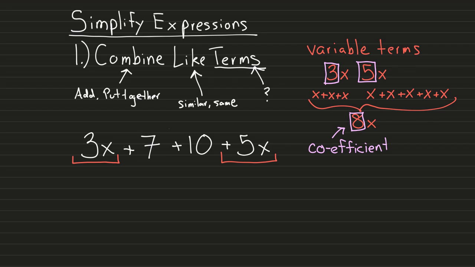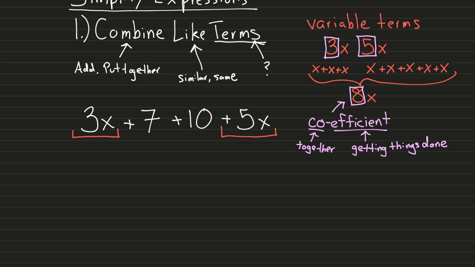We talked about this word in class a little bit. We talked about co-, meaning together, like cooperate. And we talked about efficient, meaning getting things done. And so in fact, when we talk about a coefficient, we're really talking about a number that is getting things done together with a variable. So we've got this number out front here, which we call our coefficient.